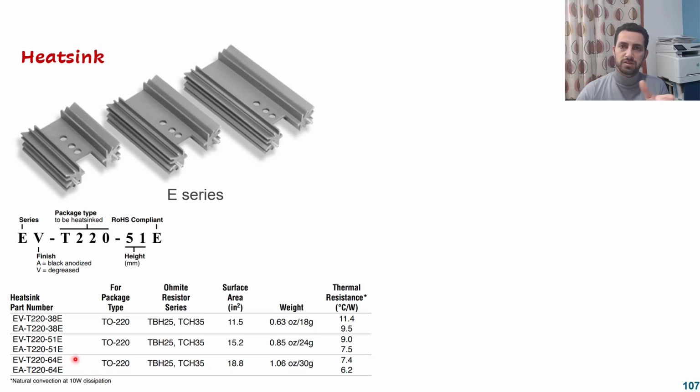But if I'm not considering 10 watt, will I find something that helps me with the specified thermal resistance for that power dissipation, which is different from 10 watt? And there is something here called natural convection. What is the meaning of that?